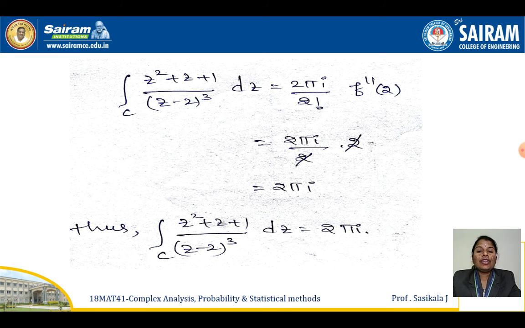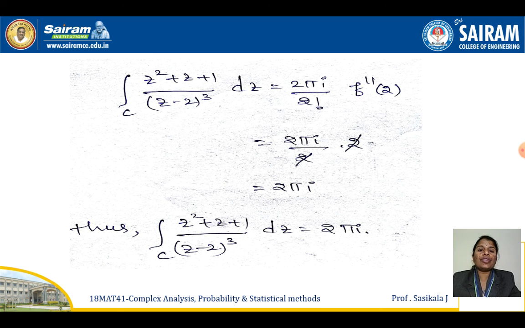Is it clear? So remember where we are supposed to use Cauchy's integral theorem and the generalized Cauchy's theorem. If you have a point, you are supposed to check whether it is inside or outside. If it is inside, Cauchy's theorem will apply. If it is outside, as per Cauchy's theorem, the complete integration will be equal to 0.